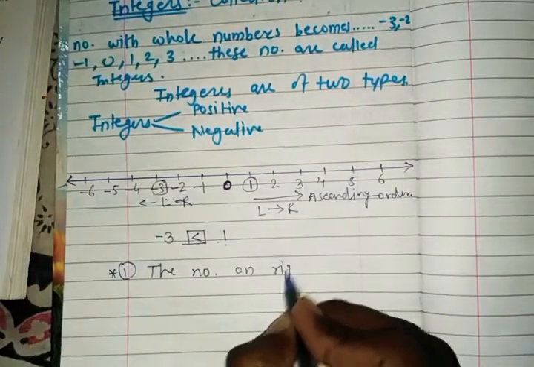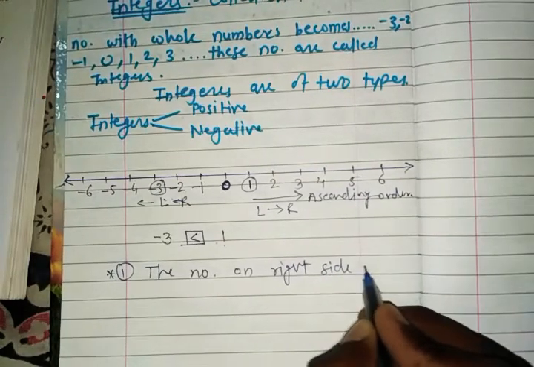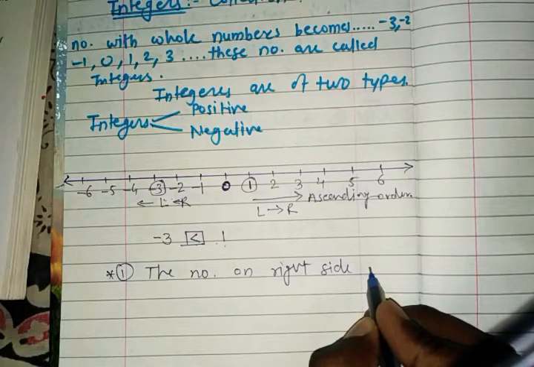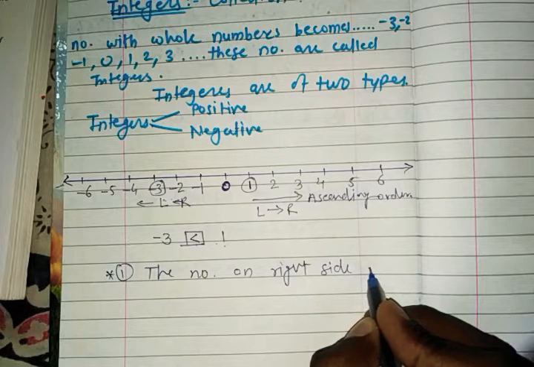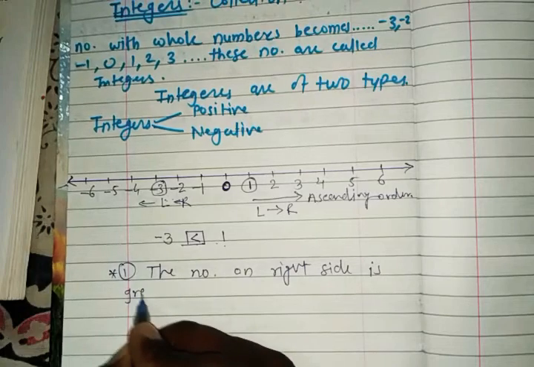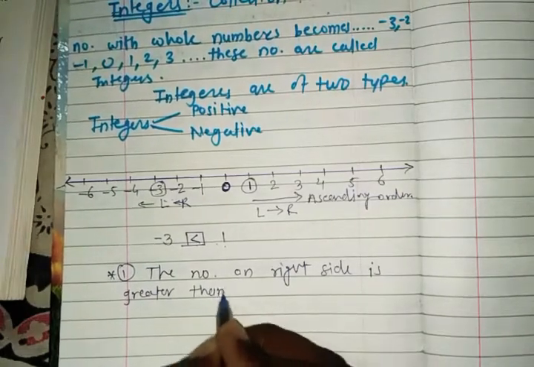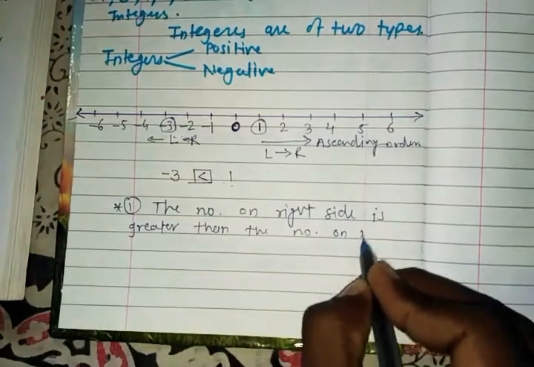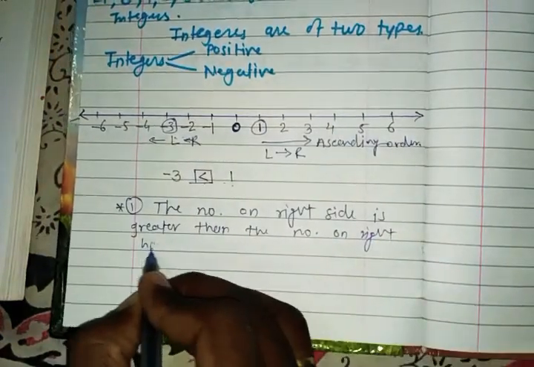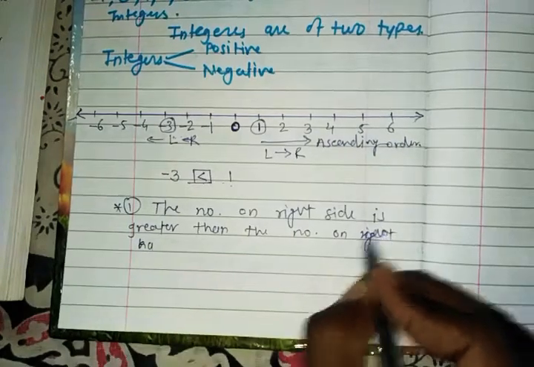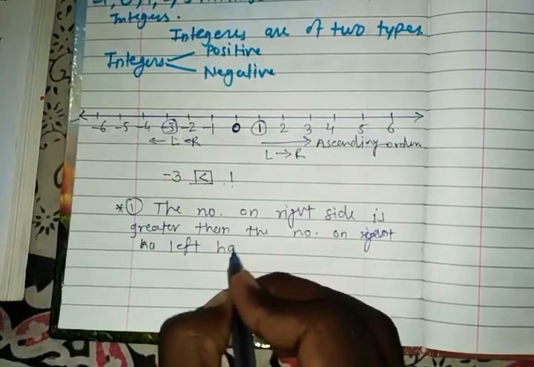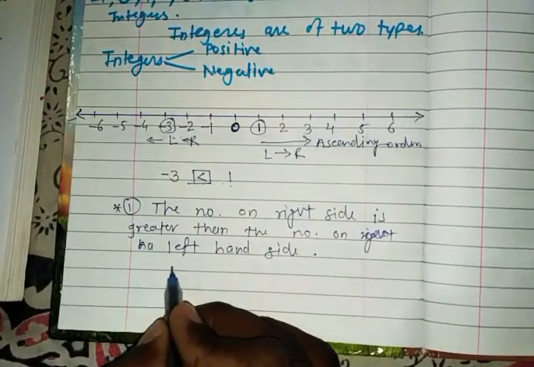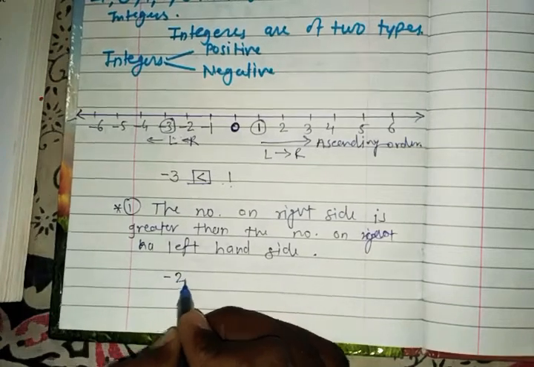So we can understand the convention: the number on the right side is greater than the number on the left hand side, right?